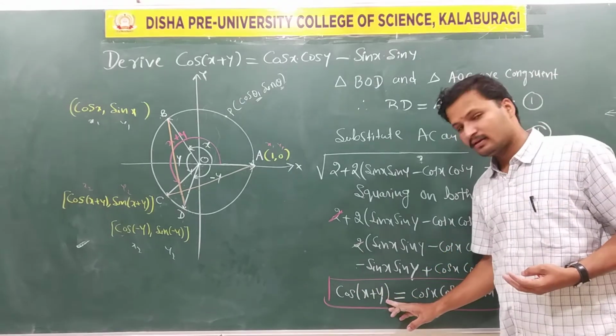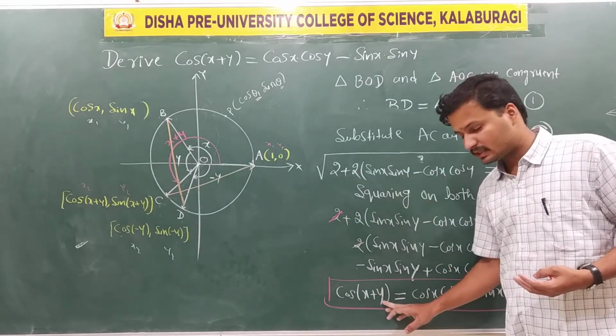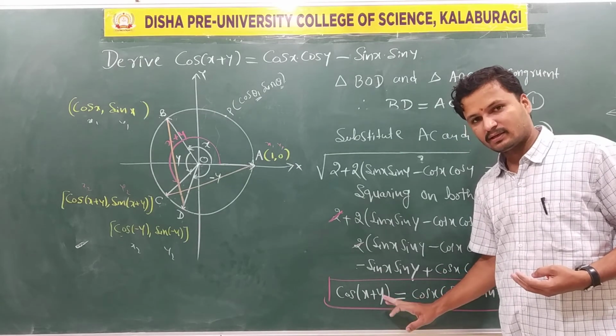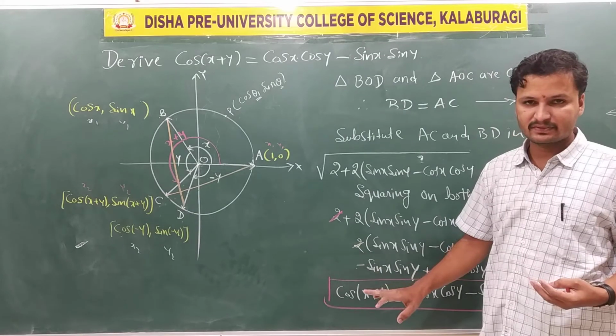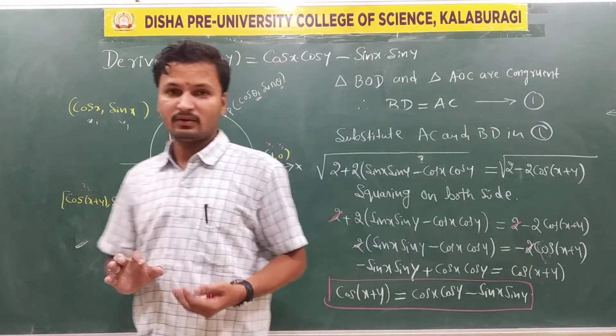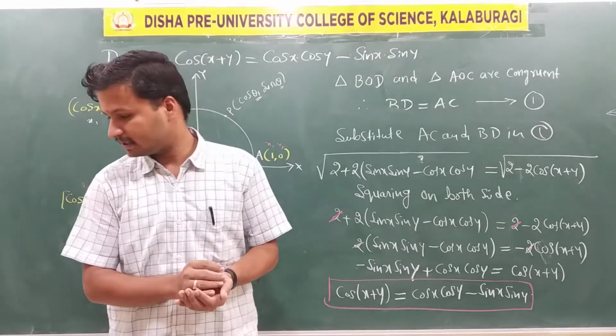If you put minus y in place of this y, you will get cos of x minus y. Okay, from this result we can derive sin of x plus y and sin of x minus y. Okay, we will see that one also. Okay, one minute.